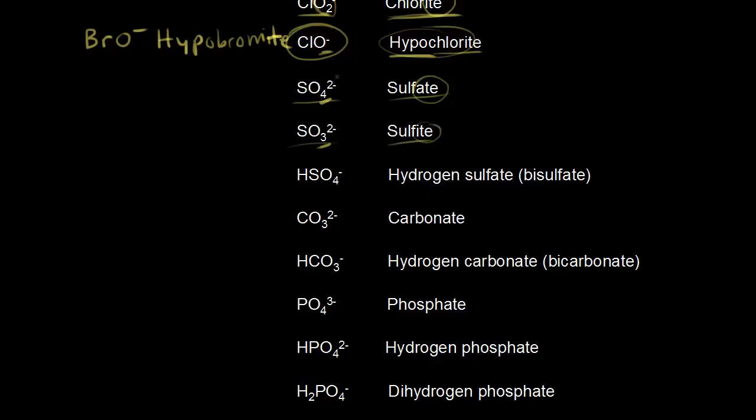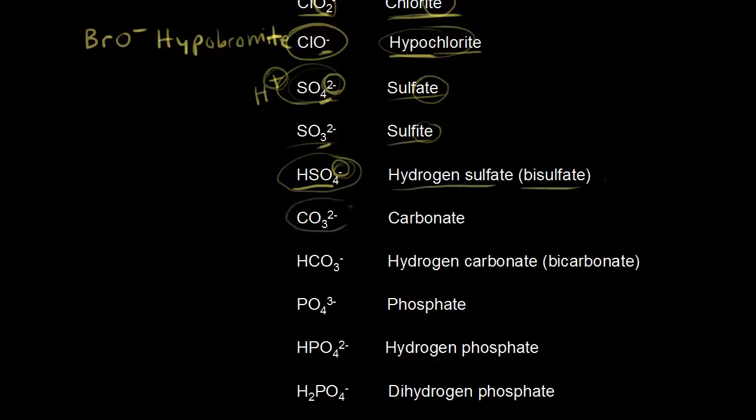What about if we took sulfate, SO4 2-, and we added on an H+? Right, so H+ and SO4 2- should give us HSO4, and then instead of a 2- here, we would just have a 1- because we added on a positive charge. So 1 positive charge and 2 negative charges give us 1 negative charge. So HSO4- is called the hydrogen sulfate ion. You might also hear bisulfate for this one.